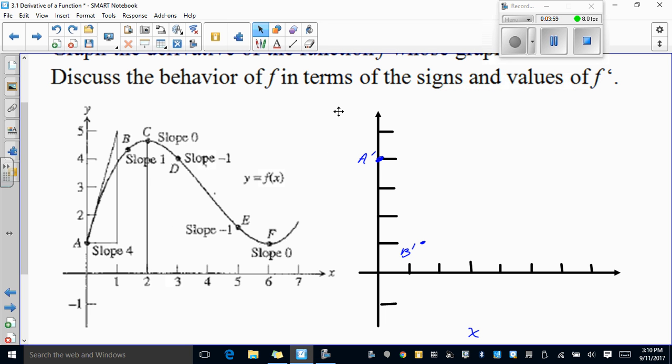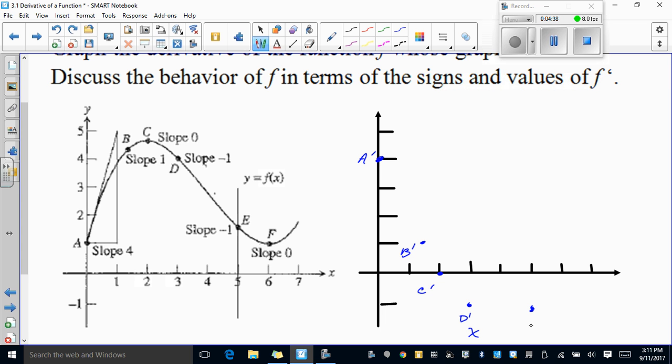And then we continue on at D. D value is at 3. And my slope is -1. So 1, 2, 3. Down here is D prime. And we're going to come all the way over here to E, which is at 5. So 1, 2, 3, 4, 5. Also -1. So E prime. And then F, they're telling us the slope of 0. And it looks like it's at 6. 1, 2, 3, 4, 5, 6.